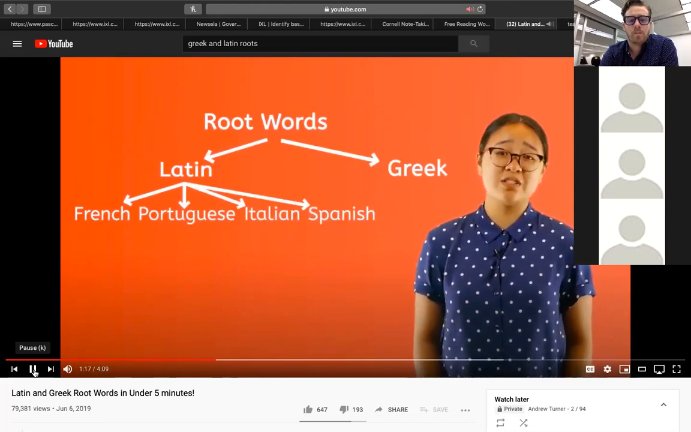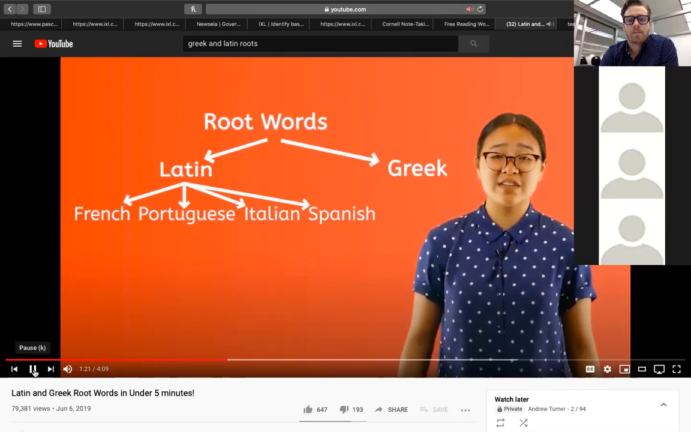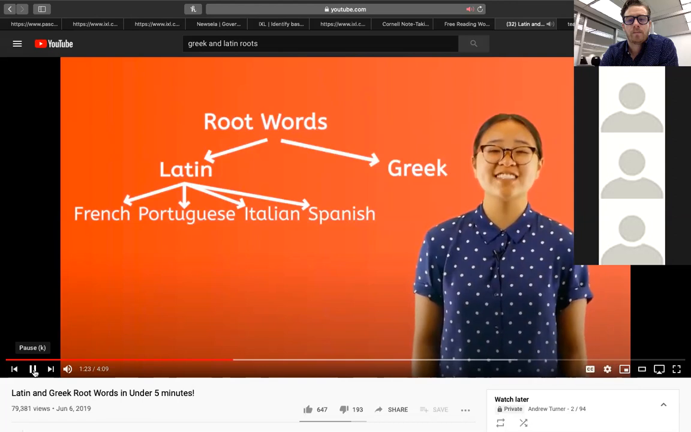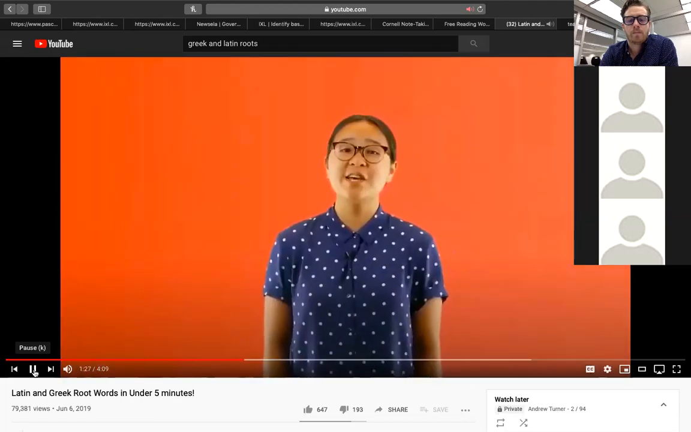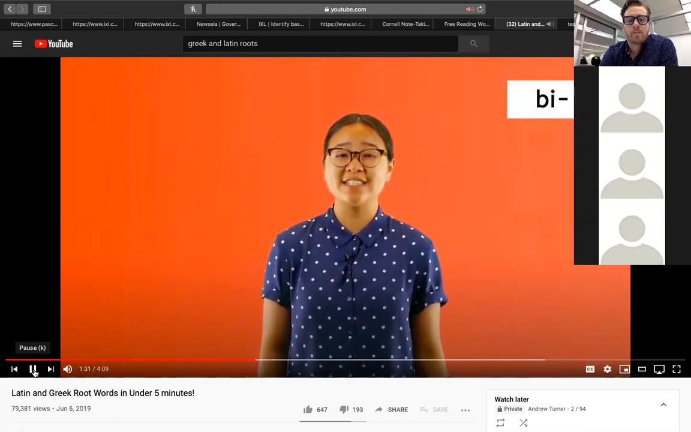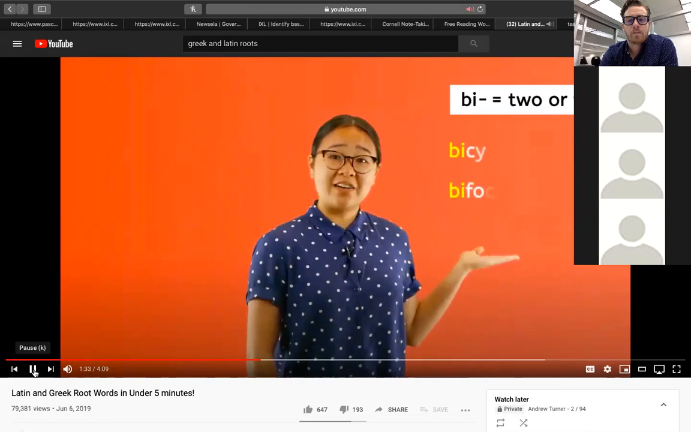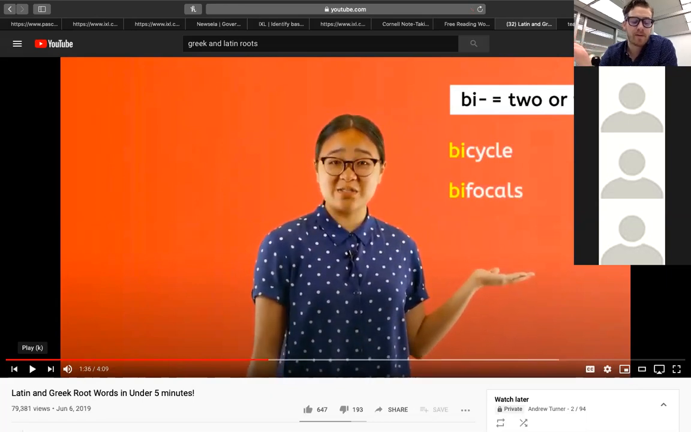Not all root words are words by themselves. Many need prefixes or suffixes to be actual words. Let's look at some examples of root words. The root word bi is Greek for two or twice. Can you figure out how to read these words then? Bicycle has two what?